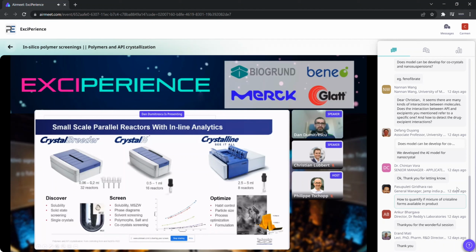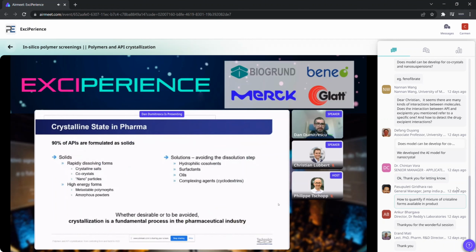About these, nothing that out of the ordinary, just small-scale parallel reactors with inline analytics, different scales from 32 reactors in parallel from 0.2 milliliters to 8 reactors in parallel for our bigger crystalline device up to 5 milliliter scale. And using these devices, you can do all sorts of research related mostly to pre-formulation and solid form screening, but also process optimization and formulation research.